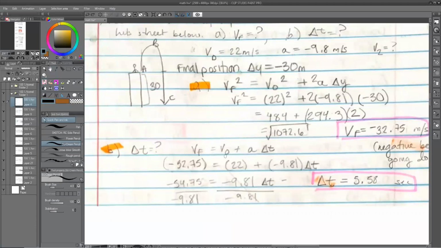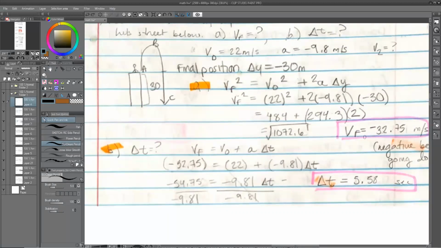So delta t, I can solve using this formula, VF is equal to V initial plus A delta t. I can rationalize this equation as V final is equal to V initial plus delta V, and delta V is the same thing as acceleration times the change in time.